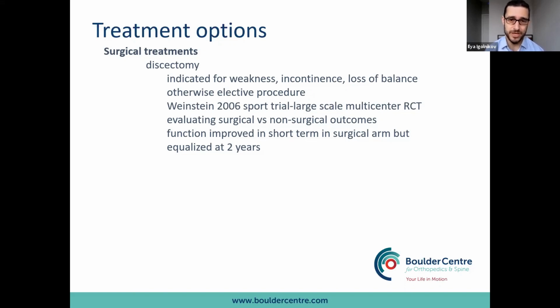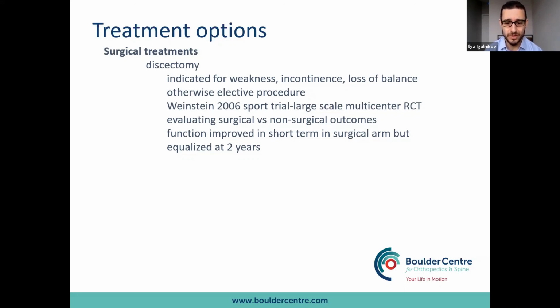And so this is really indicated for patients who have weakness, incontinence, or loss of balance symptoms. And by that, I mean, if that disc is pushing on that nerve so much and injuring that nerve so much that it's affecting the nerve function in the leg, you really need to go in there surgically and clean that disc up, or that disc that has the herniation up. Otherwise, in the absence of any of these severe or red flag symptoms, this is an elective procedure. So just having a lot of pain, even if it is a severe amount of pain, it's still an elective procedure. And the standard of care is to try to proceed conservatively.